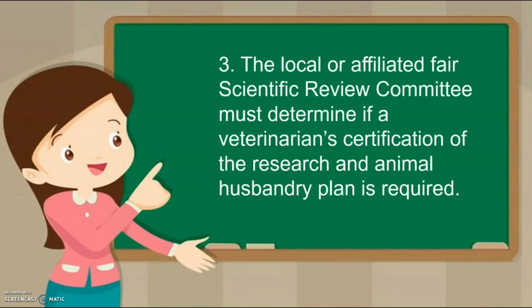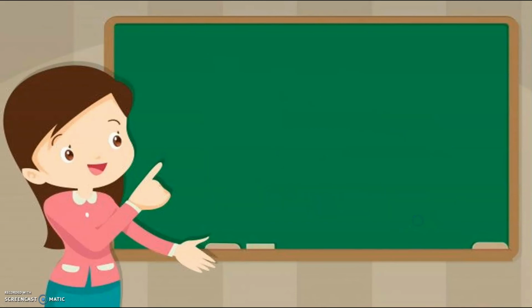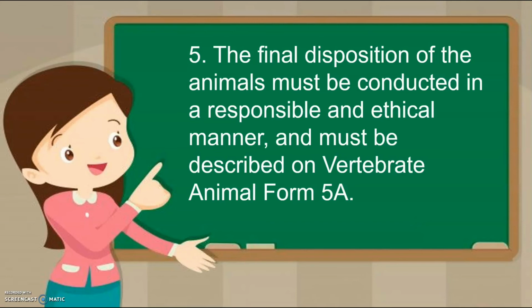Next, number 3, the local or affiliated fair scientific review committee must determine if a veterinarian certification of the research and the animal husbandry plan is required. So it is always affiliated with the review committee. Number 4, if an illness or emergency occurs, the affected animal must receive proper medical or nursing care that is directed by a veterinarian. Again, it should not be administered by the student researcher, but of course, it should be administered by the qualified scientist. Number 5, the final disposition of the animals must be conducted in a responsible and ethical manner. And of course, vertebrate animals, you should accomplish Vertebrate Animal Form 5A.